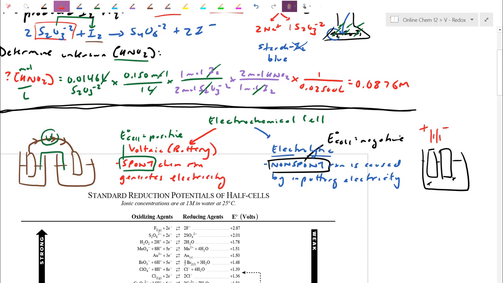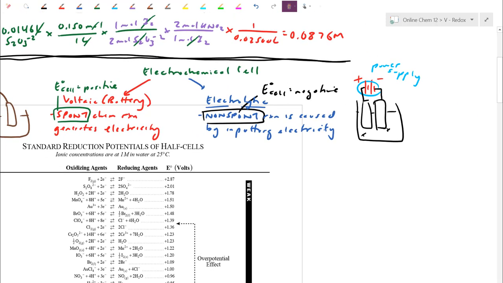Okay? We're going to use an external power supply, and hopefully by using this power supply, which itself would have to be a battery or plugging into a wall socket or something, this electrical energy can actually cause a chemical reaction to run. Other than that, the reaction wouldn't have run. So just one beaker, and we need to have an electrolytic system.